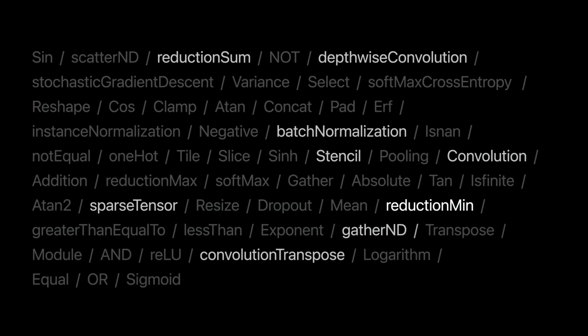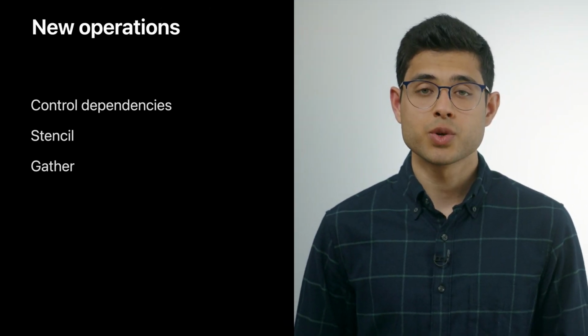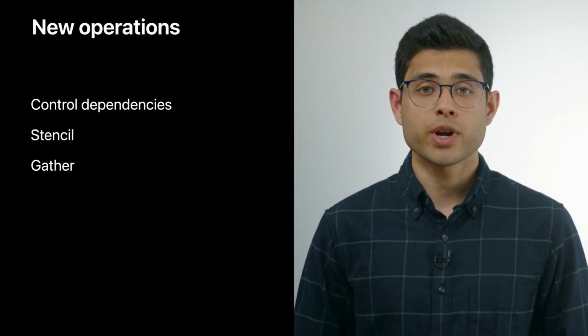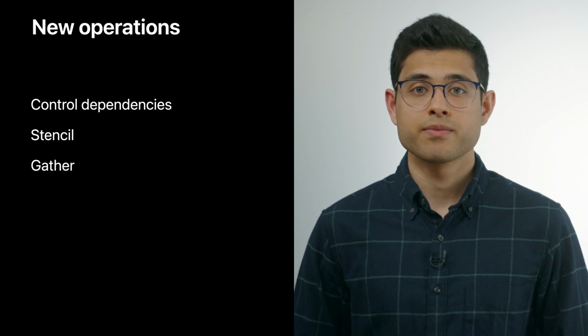We support a plethora of operations on the MPSGraph, from multiple variants of convolutions and reductions to all the basic math ops you may need in your compute graphs. This year, we added special operations to enable you to do even more with MPSGraph. We will introduce 3 new primitives: control dependency, stencil operator, and gather operator.